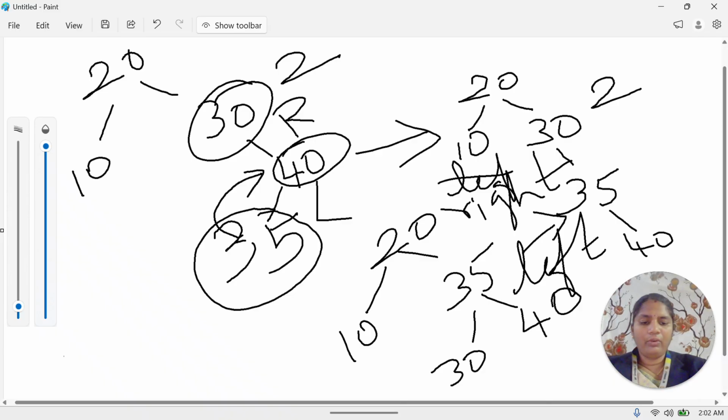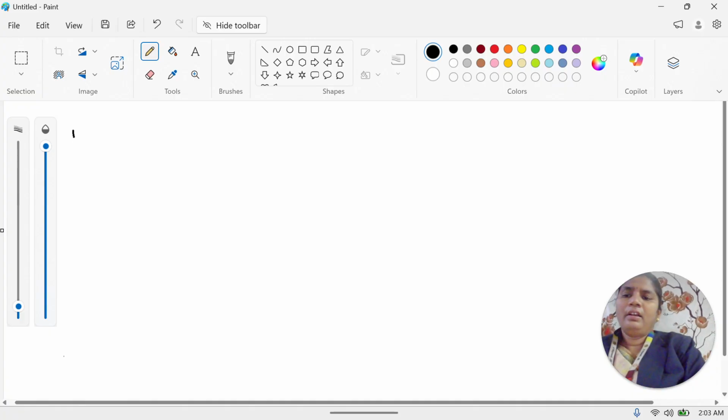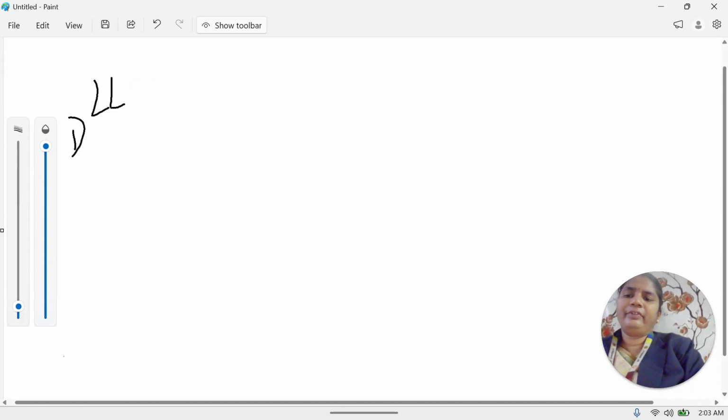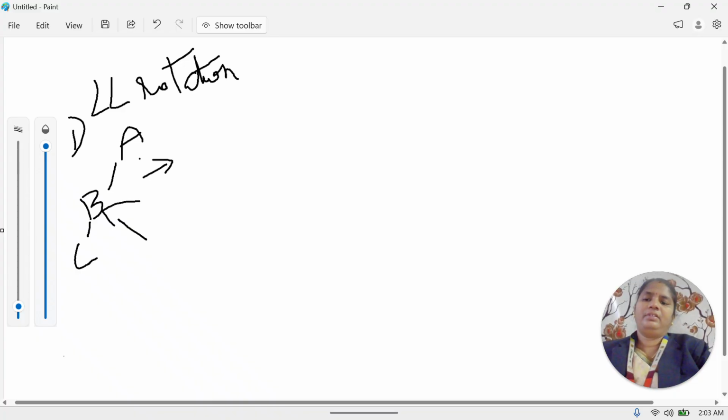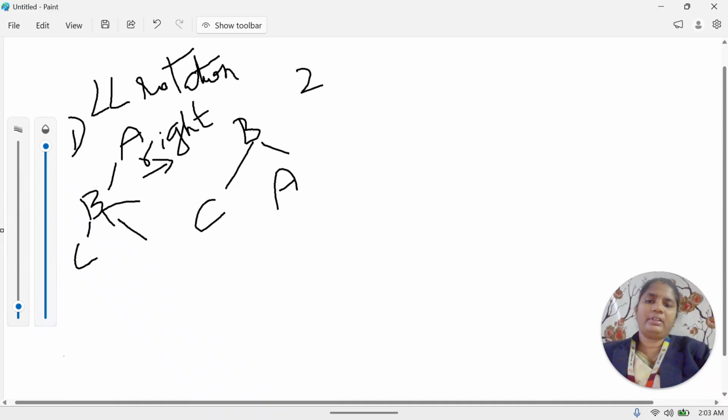So we will have one more quick revision. First one is left rotation. In left rotation, the tree will be like this. So we are going to perform a right rotation at B. B comes to the center, C and A. This is left rotation. Next one is right rotation.